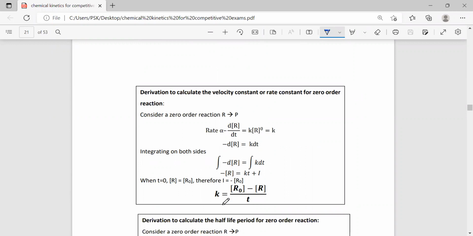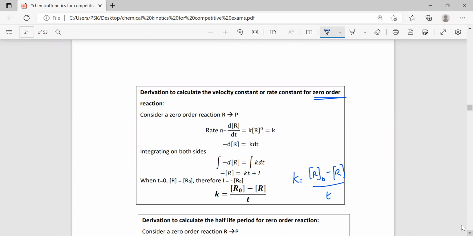One is the rate constant of a zero order reaction. For a zero order reaction, rate constant K is equal to R naught, initial concentration, minus R, concentration after certain amount of time, divided by T. This is the rate constant for a zero order reaction.